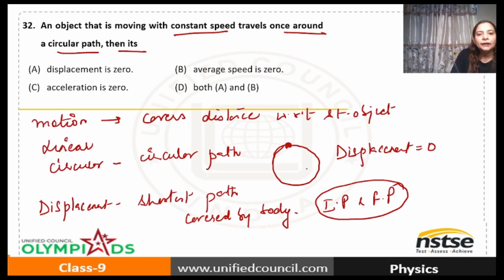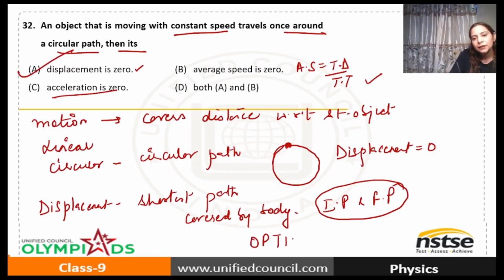Now, here in this case you have options. Displacement is 0. Yes, it is true. Average speed is 0. No, average speed can't be 0 because average speed is total distance by total time. It is traveling a distance, and obviously it is taking some time also. Acceleration is 0. No, when a body is moving in a circular path, it is constantly changing its direction, and when the direction changes, the body possesses non-uniform velocity, and we say that the body is accelerated. So the correct answer for this question, students, is just option A, that is displacement is 0 when a body is moving in a circular path.